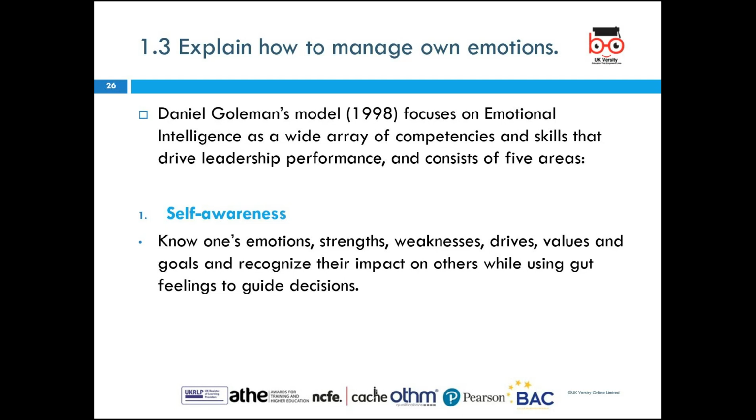Now, according to Daniel Goleman's model, he says there are 5 areas that we focus on for emotional intelligence. So self-awareness, where we know what our own emotions, strengths, weaknesses are, what our drives are, what our values are, what our goals are. We'll recognize our impacts on other people as well. And then we'll look at gut feelings as well. So sometimes we'll have a gut feeling and say, yeah, this is a good route to go down. But some other times you'll have gut feelings where you think, no, this is completely wrong. I should stop doing this, or I don't want to carry on.